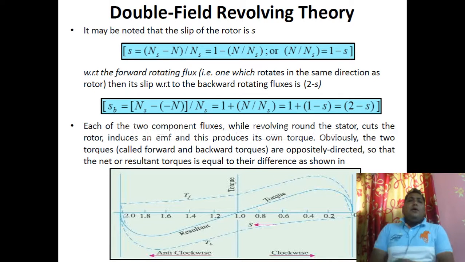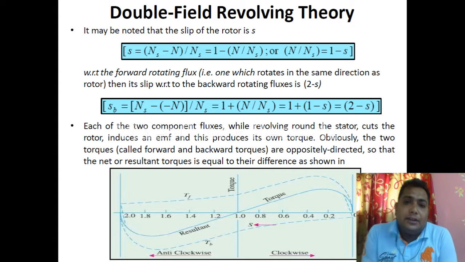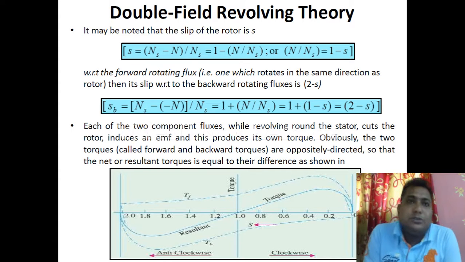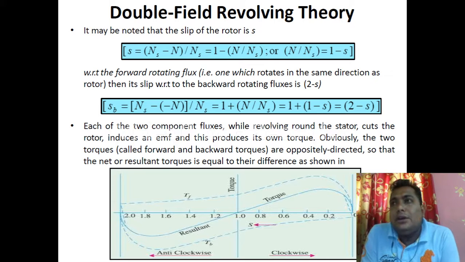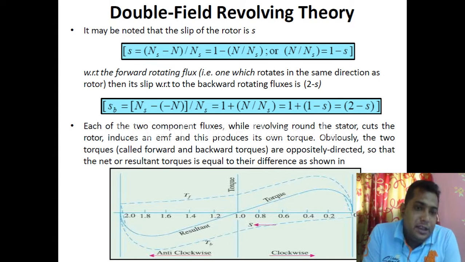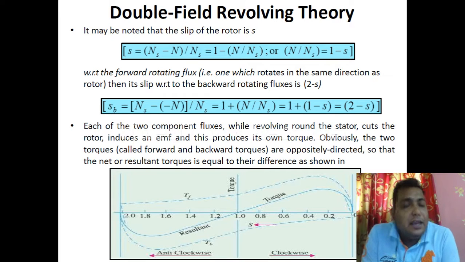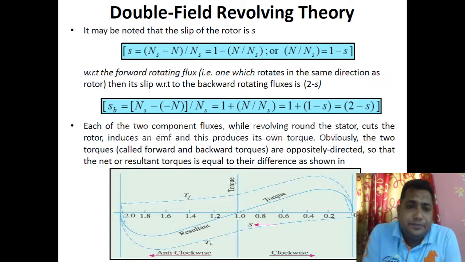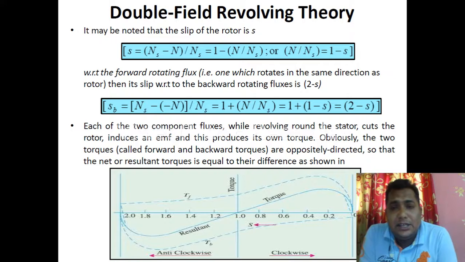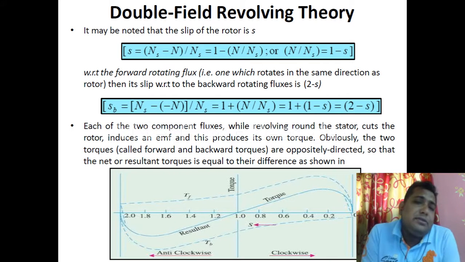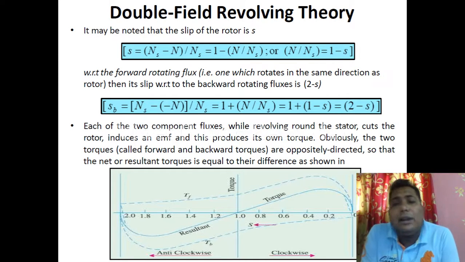Now it may be noted that as it is a single phase induction motor, the rotor has some slip. So what is the slip formula? Slip is given by (ns minus n) by ns. We can rearrange the equation as 1 minus n by ns, or we can write n by ns is equal to 1 minus s.